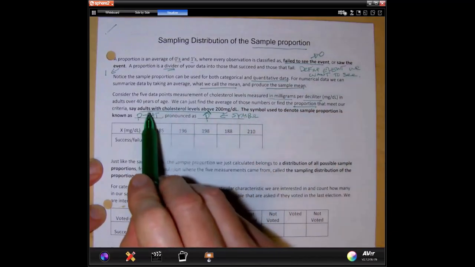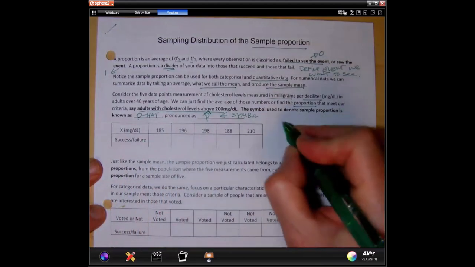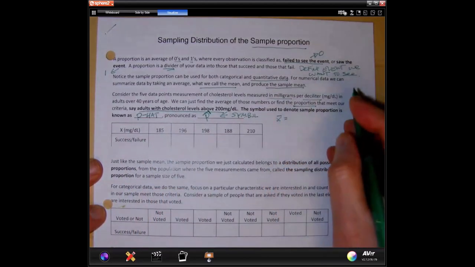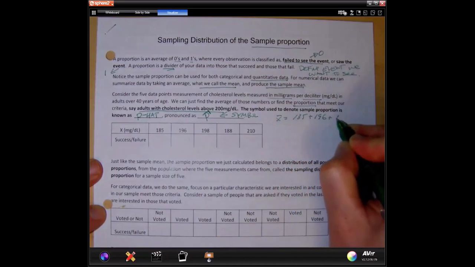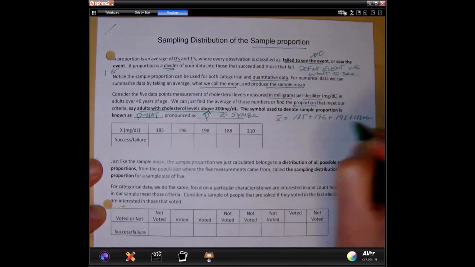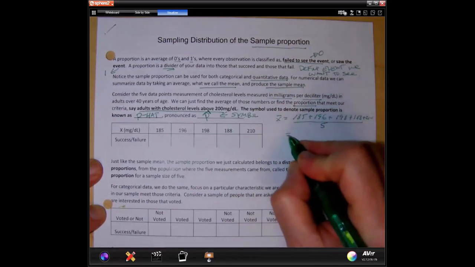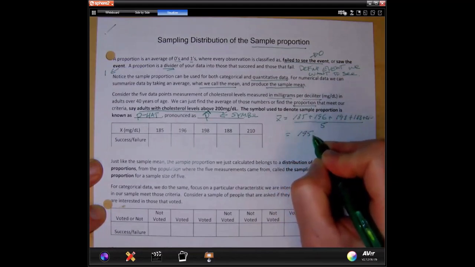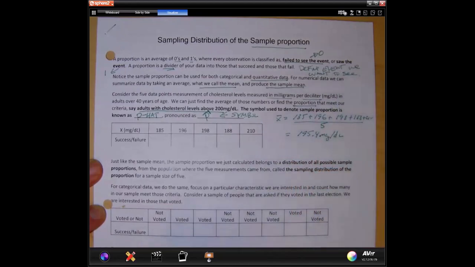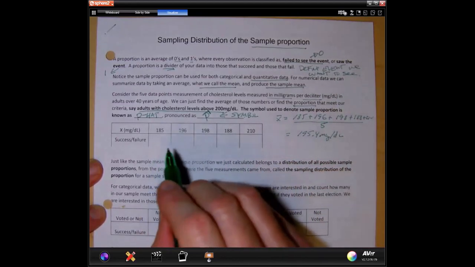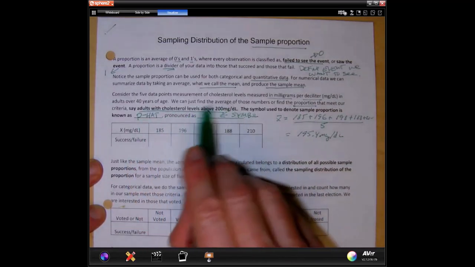Now notice we've defined a criteria. This data is numerical. I could take an average of this. As a matter of fact, let me just do that. This would be another statistic. So all I would do is add these up, and I got 1, 2, 3, 4, 5 values, and then calculate the average. In this case, it's 195.4 milligrams per deciliter. And that's how the average works, which you know. But to do a proportion, we need criteria. And in this case, this is my criteria.